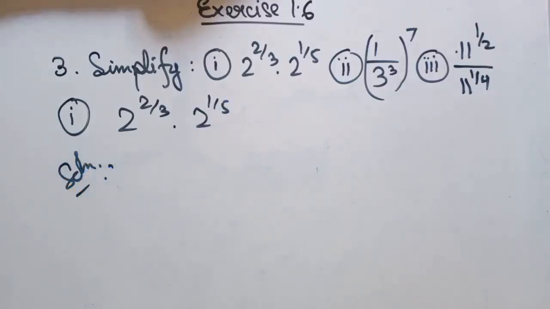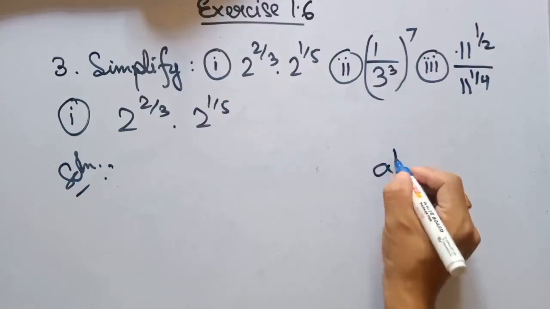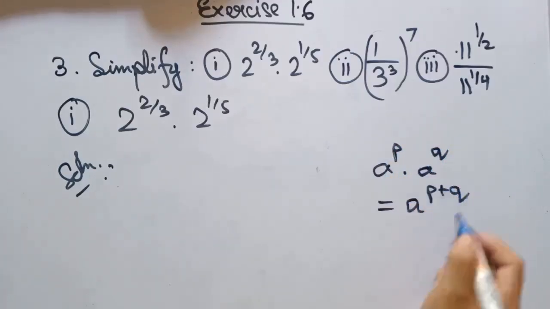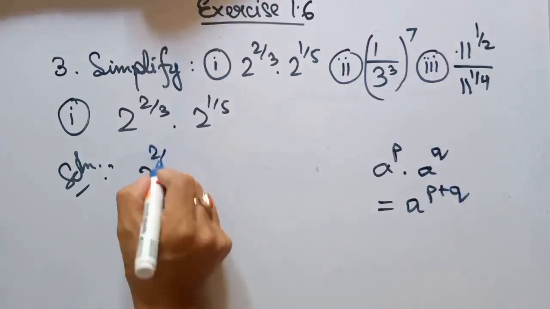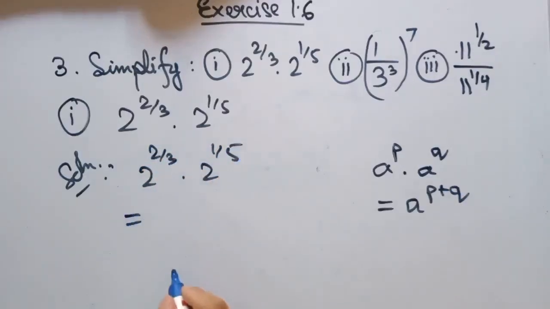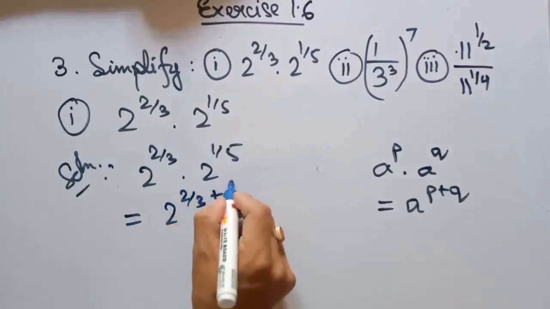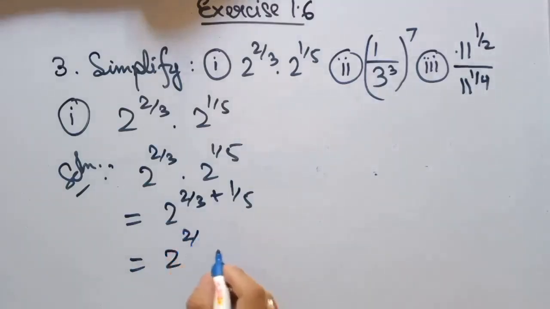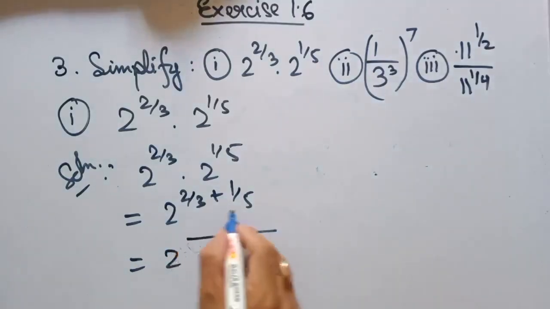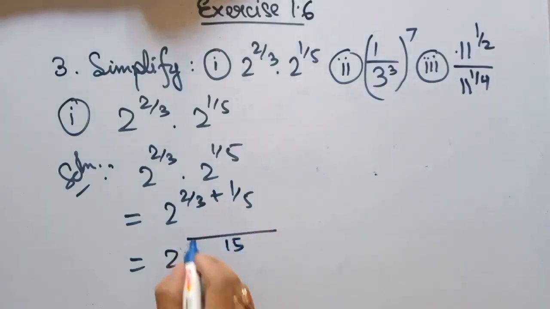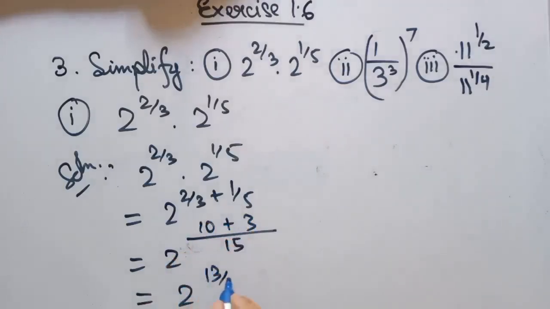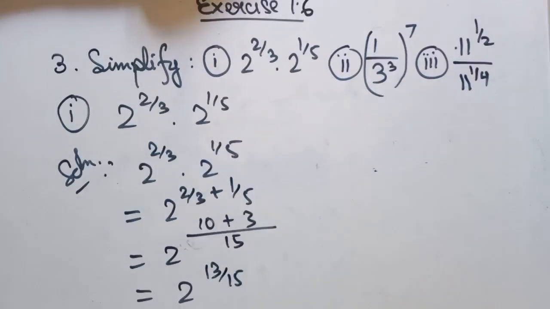Here we are going to use one of the laws of exponents, that is a to the power p multiplied by a to the power q equal to a to the power p plus q. So applying this law, 2 to the power 2 by 3 multiplied by 2 to the power 1 by 5 equal to 2 to the power 2 by 3 plus 1 by 5. Adding these two fractions, taking the LCM of 5 and 3, that is 15, the numerator will become 10 plus 3, equal to 2 to the power 13 by 15. So after simplification, we get 2 to the power 13 by 15 as our required solution to Roman number 1.